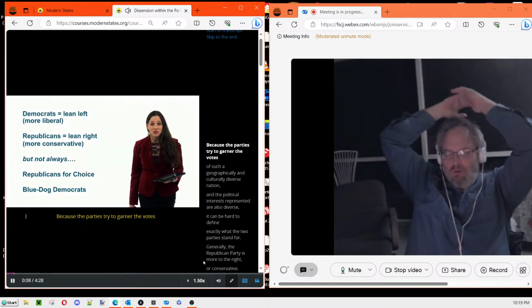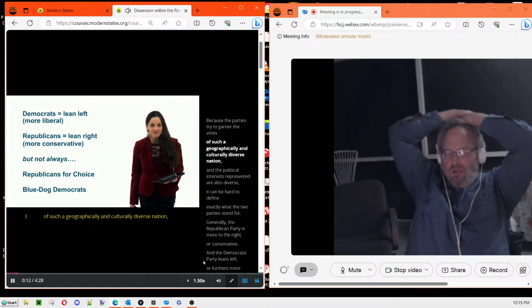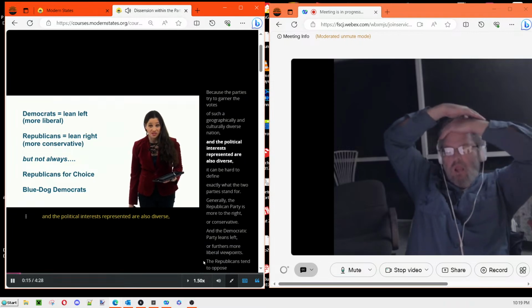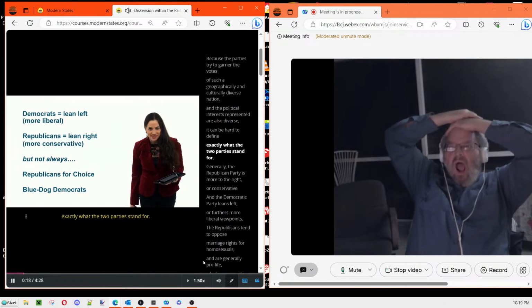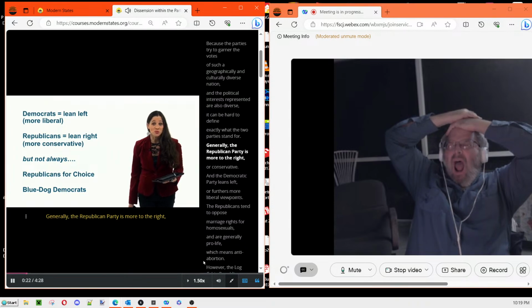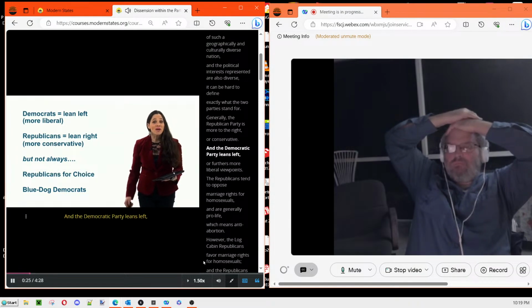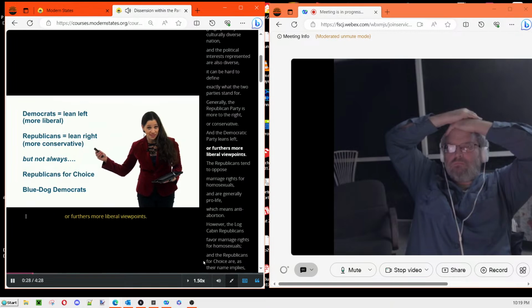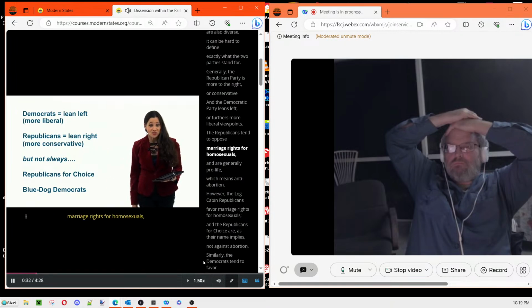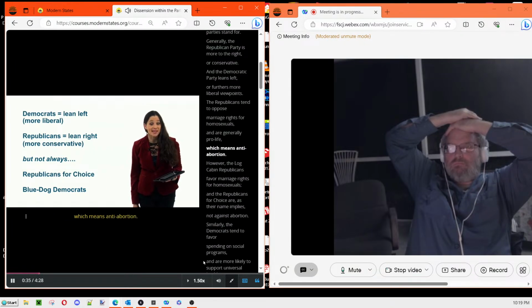Because the parties try to garner the votes of such a geographically and culturally diverse nation, and the political interests represented are also diverse, it can be hard to define exactly what the two parties stand for. Generally, the Republican Party is more to the right or conservative, and the Democratic Party leans left or furthers more liberal viewpoints. The Republicans tend to oppose marriage rights for homosexuals and are generally pro-life, which means anti-abortion.